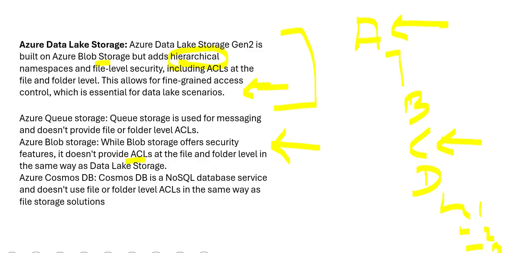Now, queue storage is used for messaging. It is not dealing with files and folders. It is about sending tidbits of messages. It's just like the SMS service you keep receiving after every few minutes or seconds. And Cosmos database is nowhere linked in this case because it's not an object store, it is a database. It is a NoSQL database, Cosmos DB.